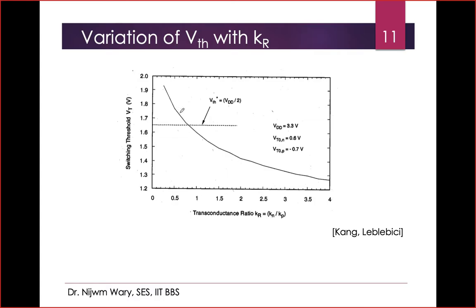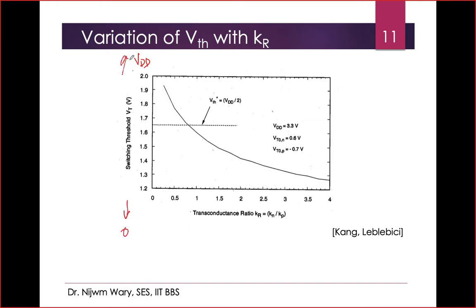So depending upon where this value of Kr, which is the ratio of Kn by Kp, is, it will vary. Whenever this ratio is very small, smaller than 1, then smaller than 0.5, it will go towards VDD. So this is towards VDD, and this is towards ground.